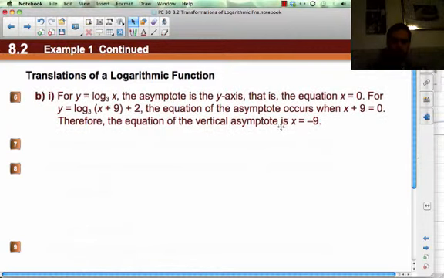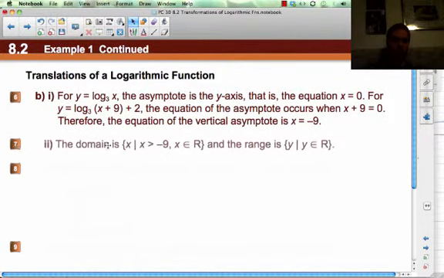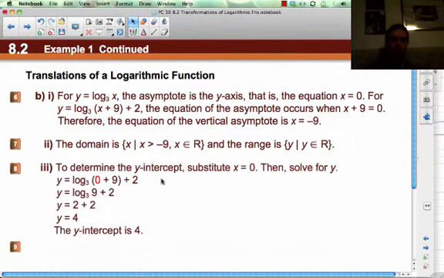Alright, so the vertical asymptote is x equals minus 9. The domain is x is greater than minus 9, an element of the reals. And the range is still everything. It goes down to negative infinity and up to positive infinity. And to determine the y-intercept, put 0 in for x, then solve.